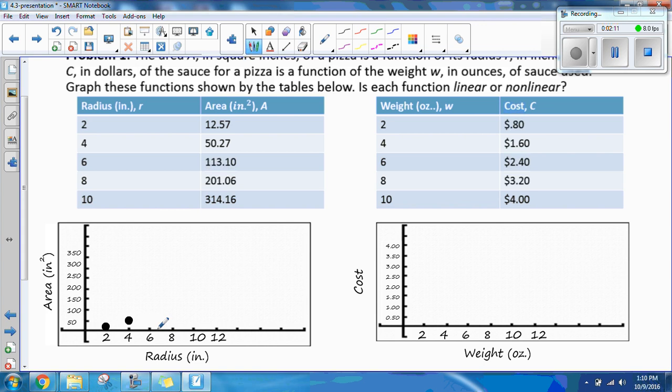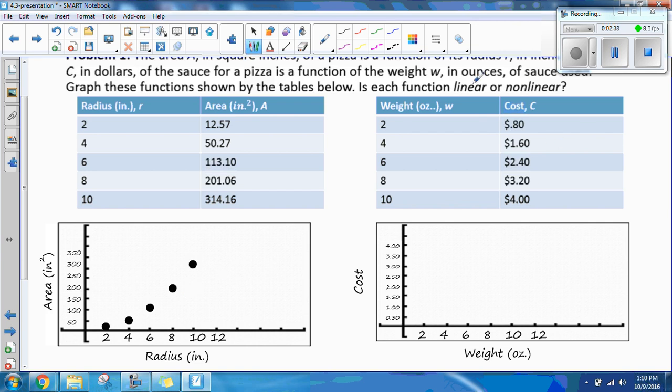And let's figure out if this is a linear or nonlinear function. So notice our points kind of curve upwards, so these are not on a straight line. So this function is a nonlinear function.